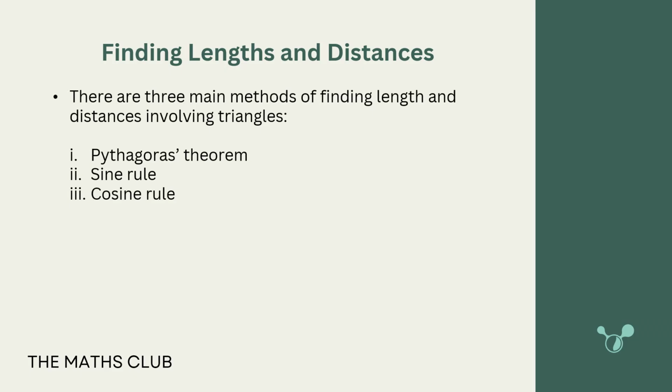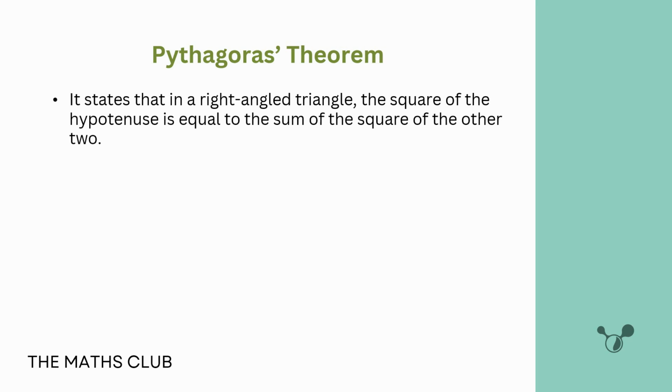In finding lengths and distances of triangles, there are three main methods. We have the Pythagoras Theorem, the Sine Rule, and the Cosine Rule. The Pythagoras Theorem states that in a right angle triangle, note that, in a right angle triangle, if it's not a right angle triangle, it will not work, the square of the hypotenuse is equal to the sum of the squares of the other two, which are the adjacent and the opposite. We are given this, and we know it's a right angle triangle because of this box indicating that it is at 90 degrees.